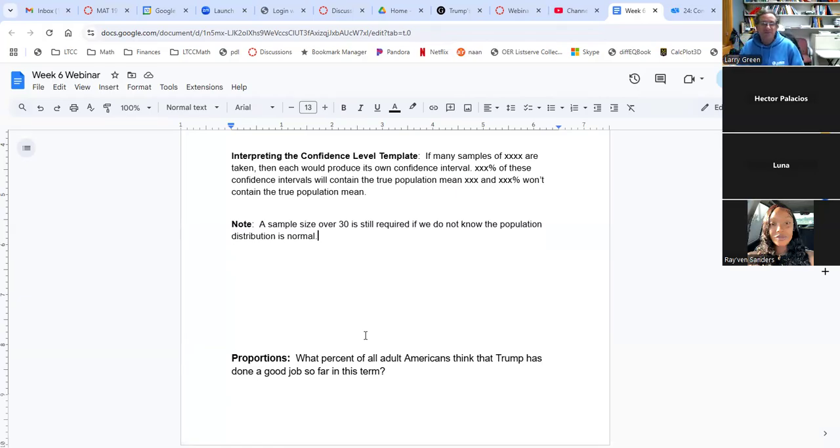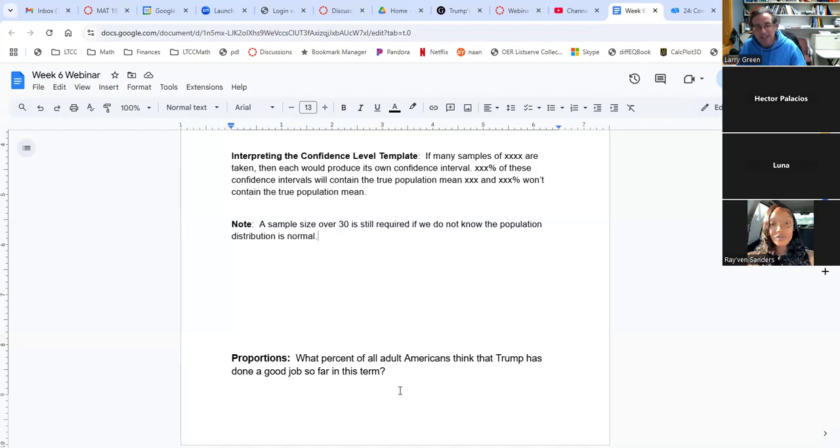That's all I'll do. So one question that the news had was what percentage of all adult Americans think that Trump has done a good job so far in this term? Okay, that's a good question. Do you think we can ever find out the percentage of all adult Americans who think that Trump has done a good job so far in this term? Can we figure that out exactly? Yeah, not a chance, because there are hundreds of millions of adult Americans. There's no way anyone would have the time to do that kind of survey. Good luck finding everyone, too.